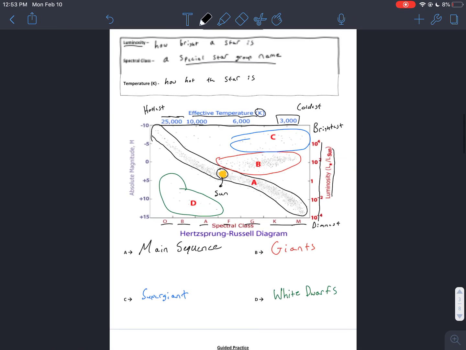Okay? Today what you'll be doing is you will be comparing stars. So I might ask you, what is brighter, a supergiant or a white dwarf? You'd have to use the chart. Maybe I would ask you, what is hotter, a white dwarf or a main sequence star? Those are the types of questions you'll have to answer, all right?